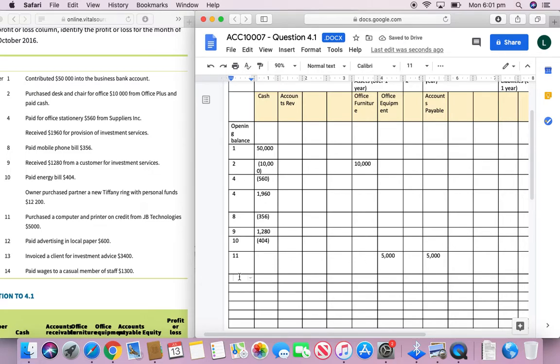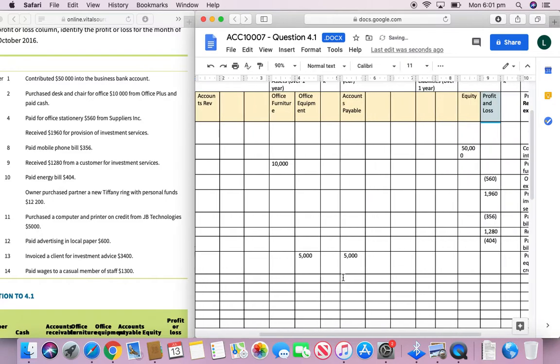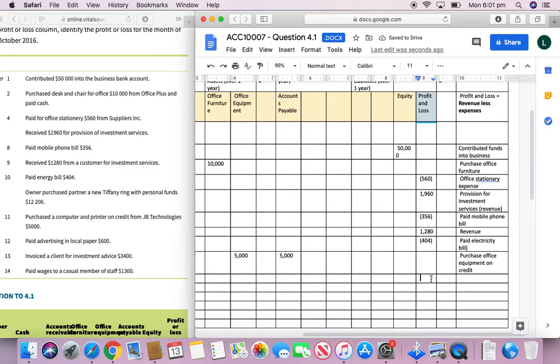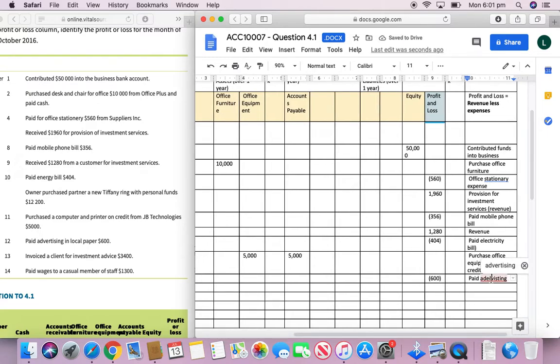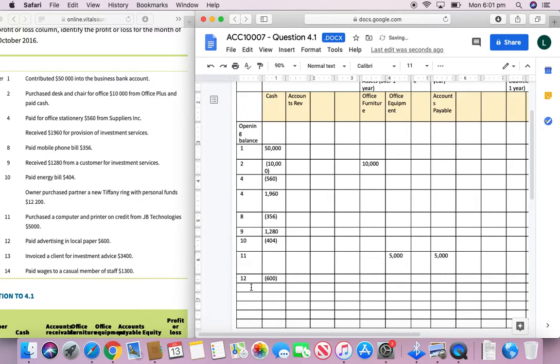All right, so let's go to date number 12. Paid advertising in local paper for $600. Again, this is cash going straight out, and it's an expense, $600. And we'll just say paid advertising. Sorry about my spelling, guys. I'm not the best at it. That's why I'm an accountant.